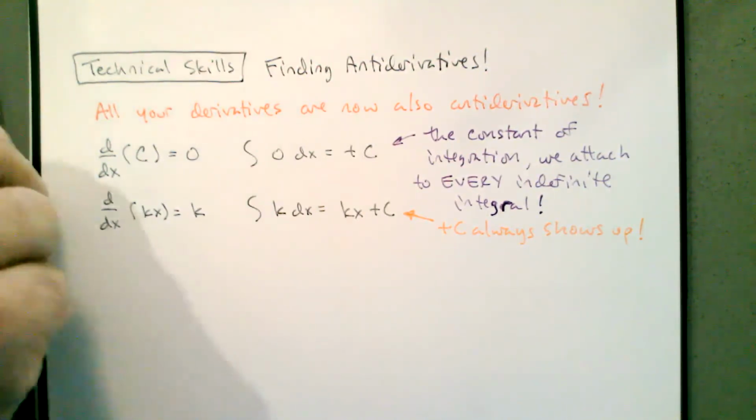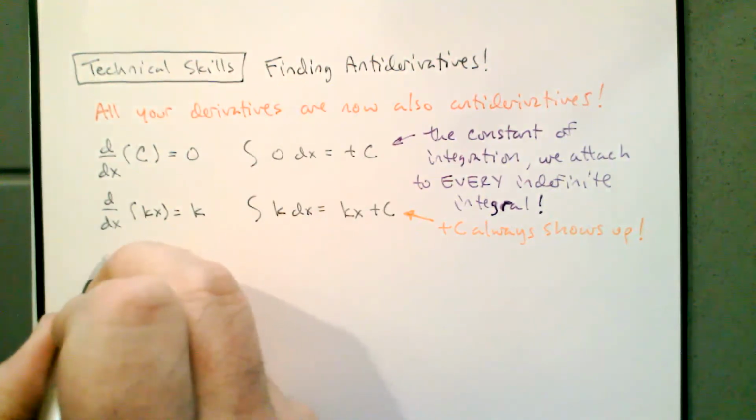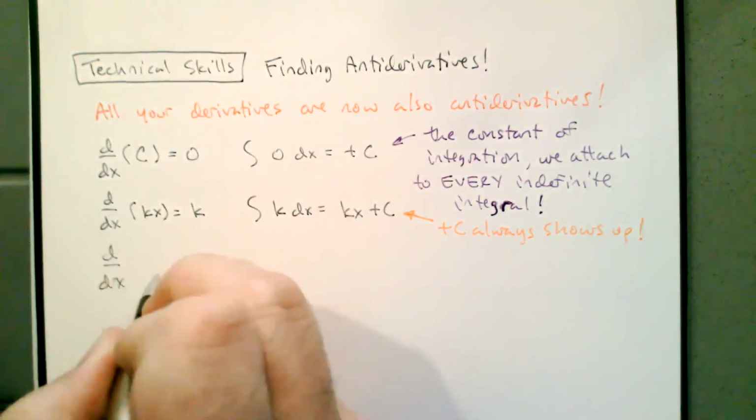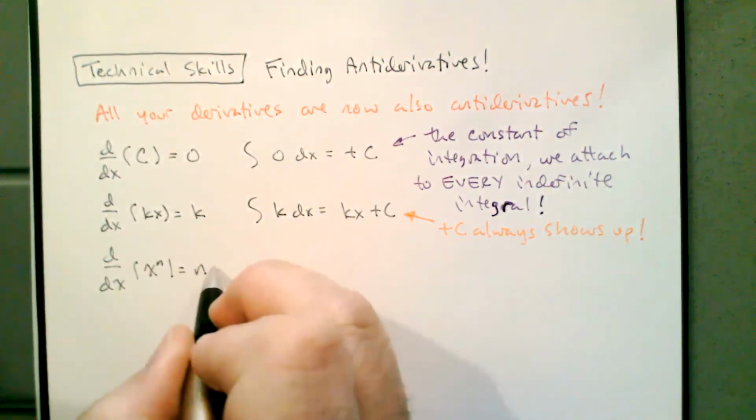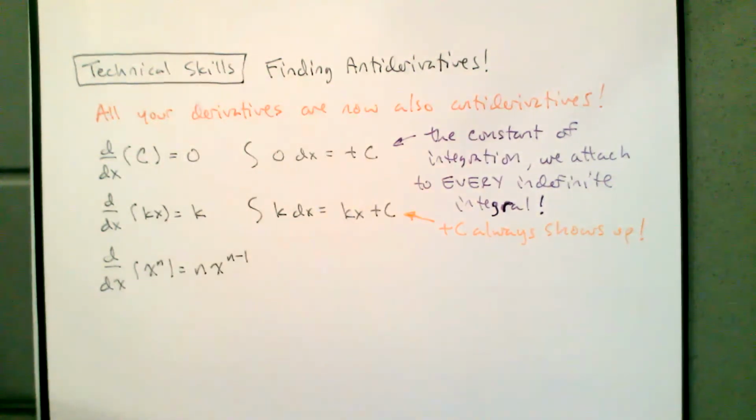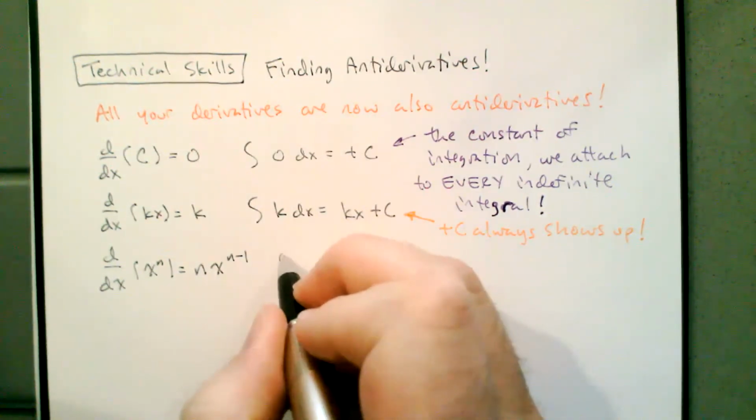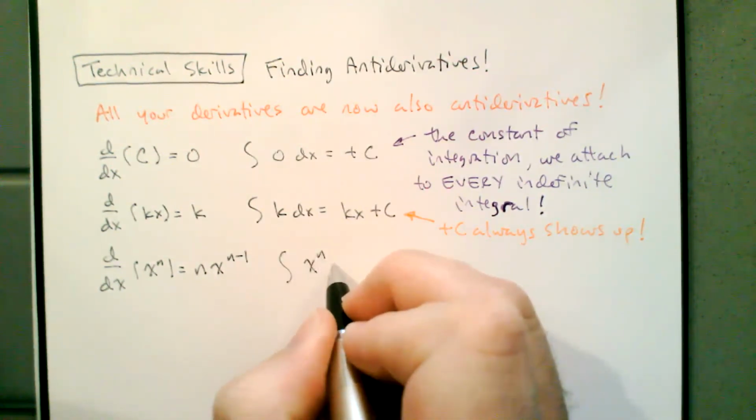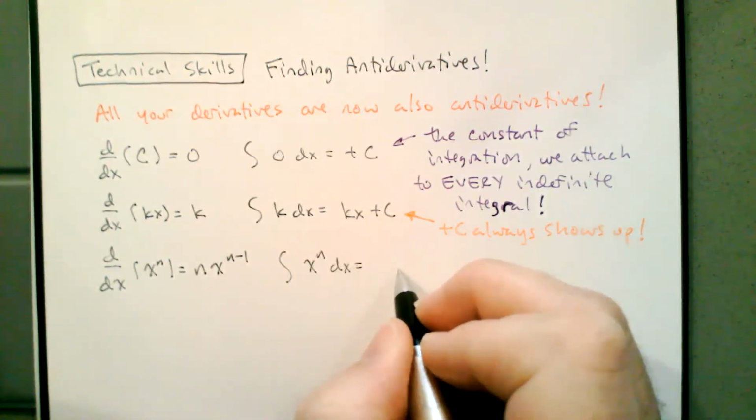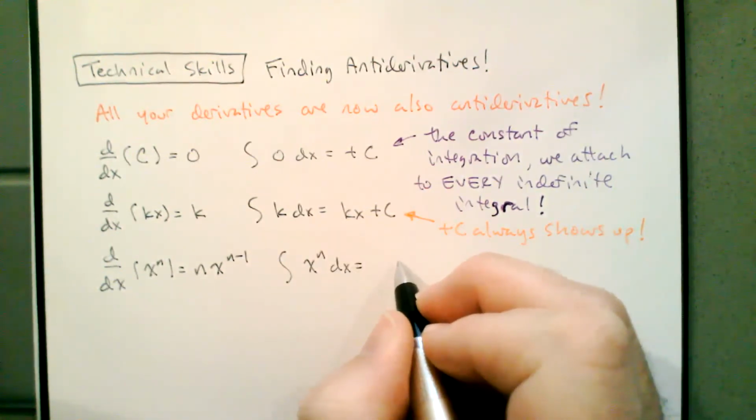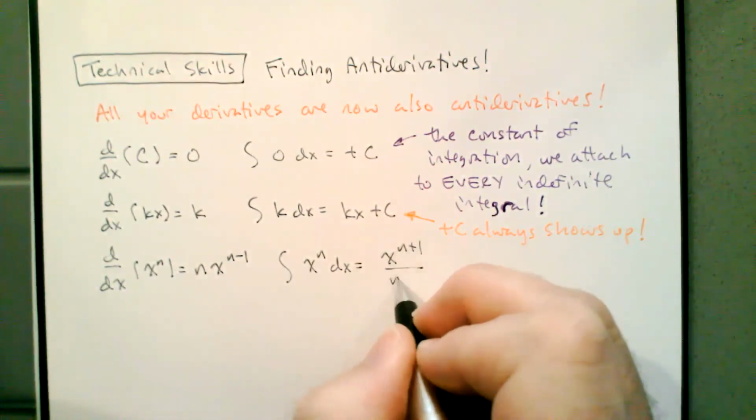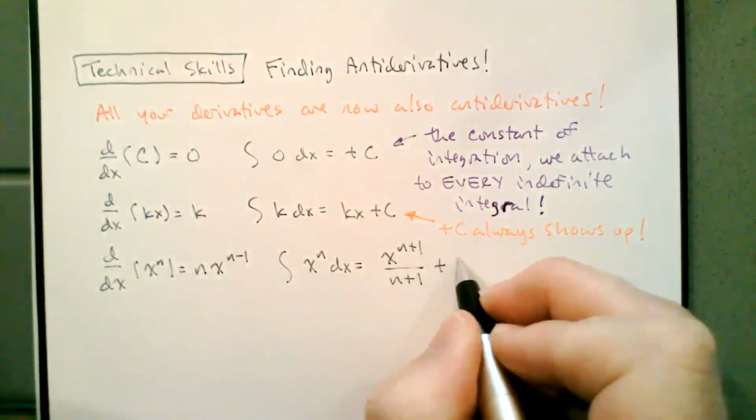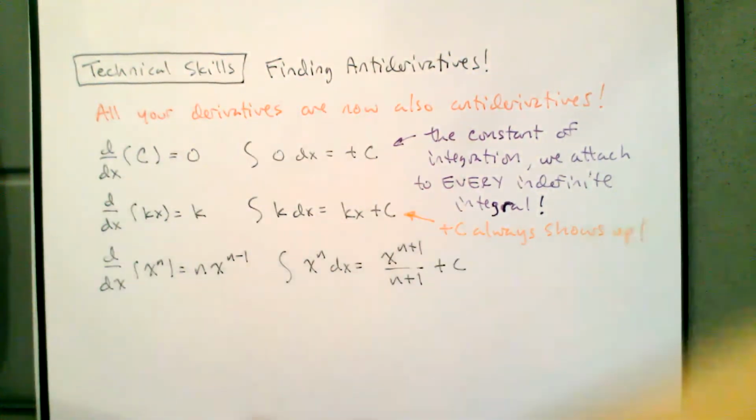We had some other important rules. We know that the derivative of a power function, let's say x to the n, we multiply by the exponent and then we subtract 1 from the exponent. So if we invert this process, the integral of a power function, we add 1 to the exponent and then divide by the new exponent. And then we put plus c because the plus c always shows up.